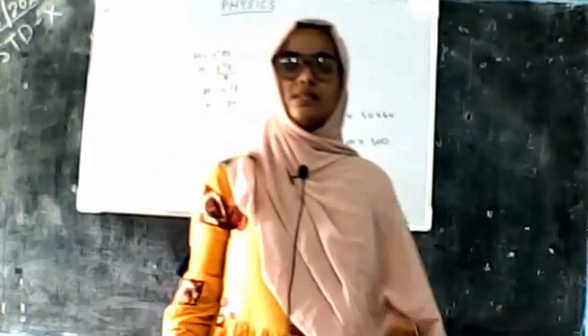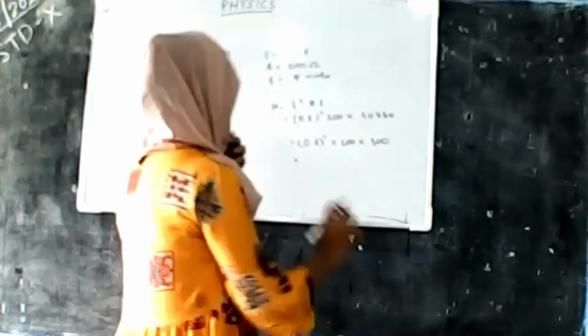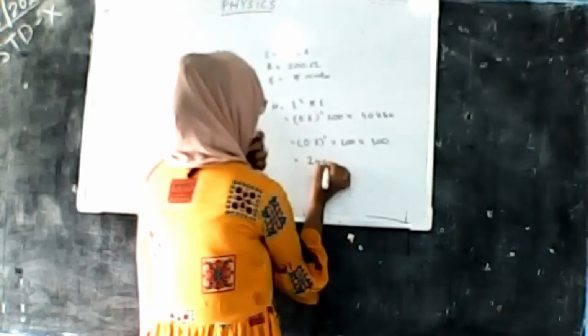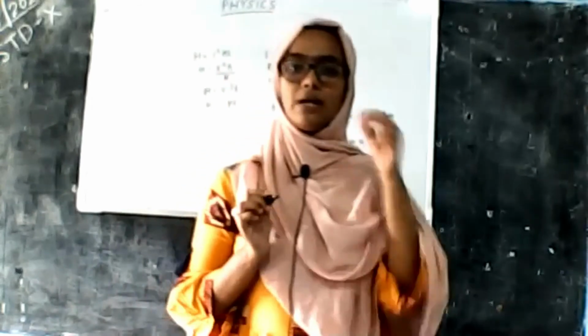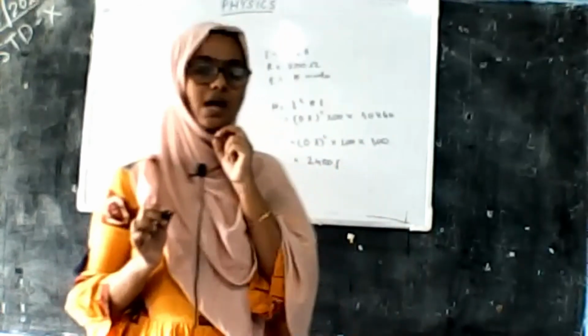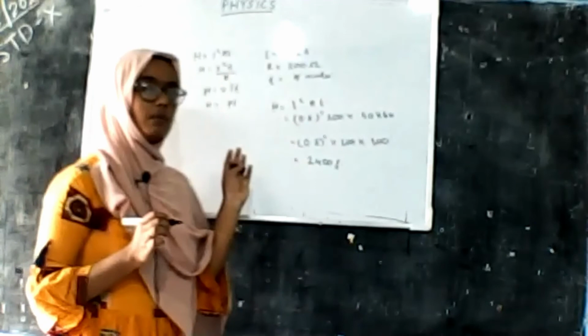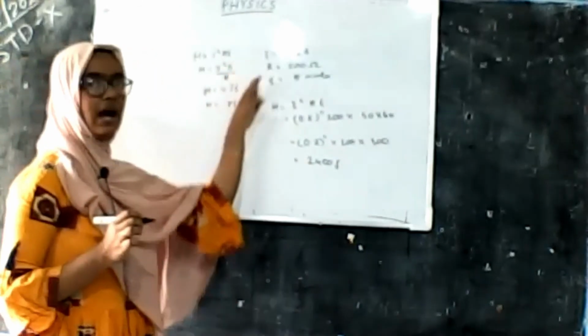So the final answer we get is 2400 joule. So this is a simple equation because all of these measurements are given in the problem in terms of I, R and T.